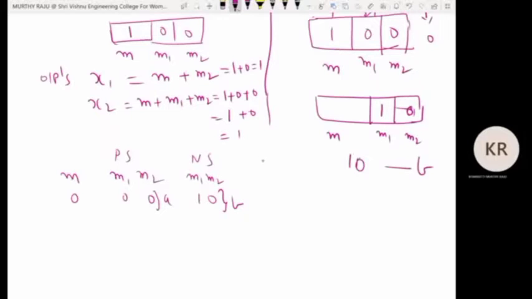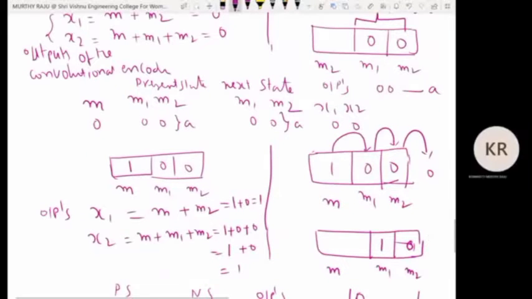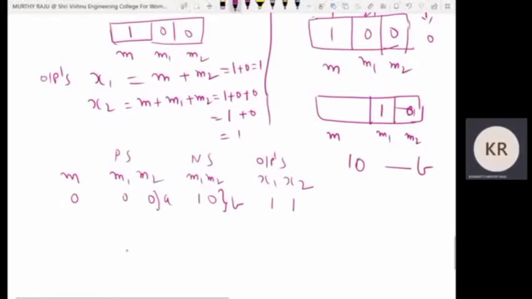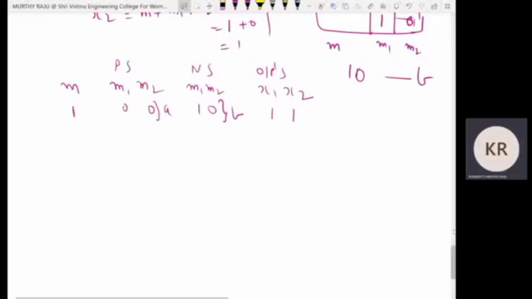Therefore, outputs X1, X2 is equal to X1 is 1, X2 is also 1. Combine these two operations when M is equal to 0 and here M is equal to 1. Combine these two. Here M value is either 0 or 1.